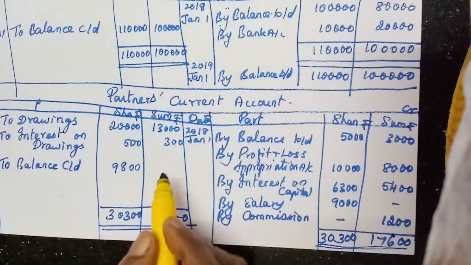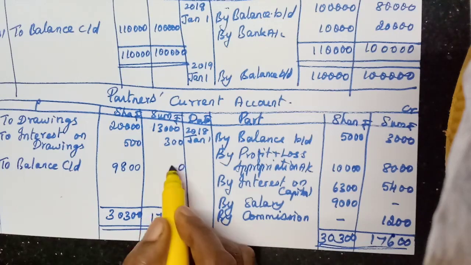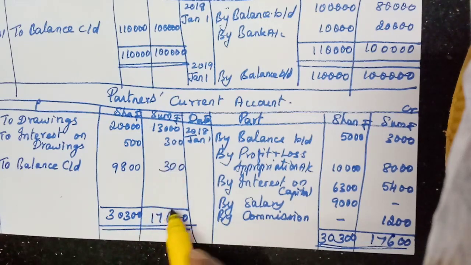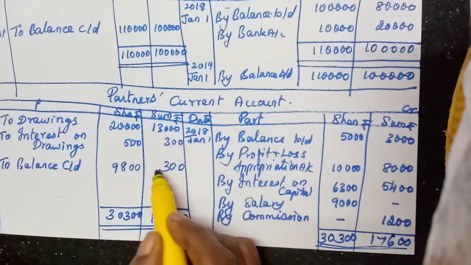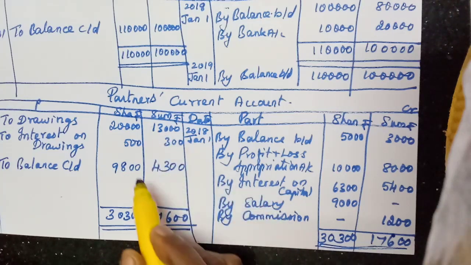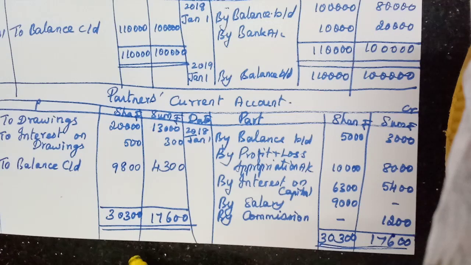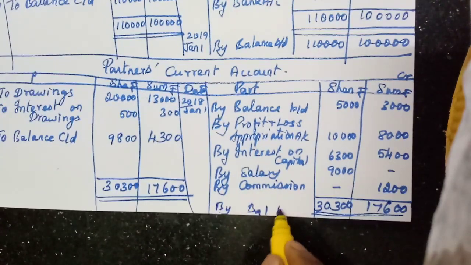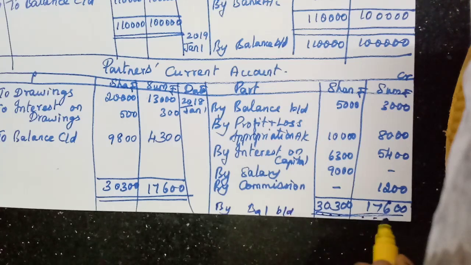Okay, 9,800. Here 0, 0, 3 there. 3 plus 3, 6. Then here 3. 3 plus 4, 7. There 1, 7. 1 already there. So 4,300 this one. Now we should write here by balance. By balance brought down. Here no space. Okay, you have to write here. Okay students, have you understood this one?